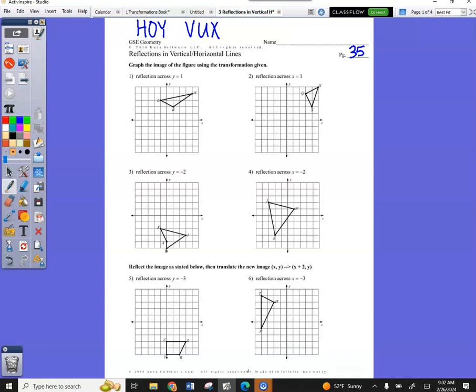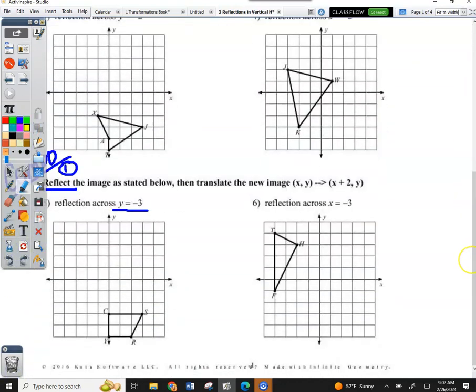When you get down to numbers 5 and 6, be careful. These are combo transformations, meaning you should have 3 shapes here when you're done. You got the one you start with, the pre-image. We're going to reflect first, the way it tells us to. This says reflect over y equals -3. So that would be hoi, right? Which means I'm drawing a, what direction?